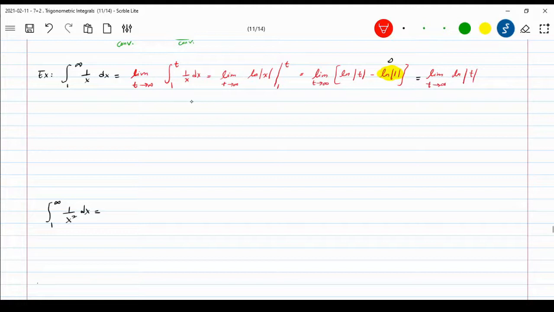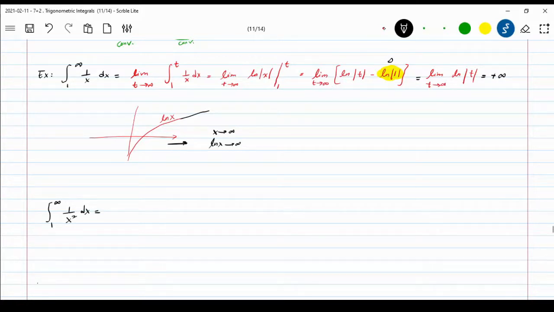If you don't remember, here's how the log function looks. This is ln absolute value of x. As x is increasing, what happens to the y value? The y values are continuously increasing. So if x approaches infinity, ln x also approaches infinity. This means the limit of ln absolute value of t is positive infinity.